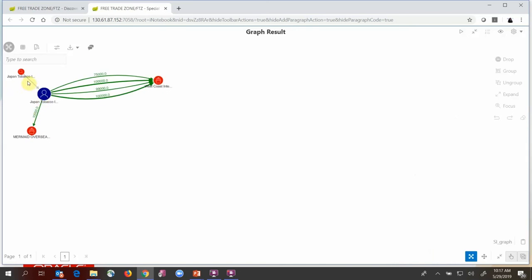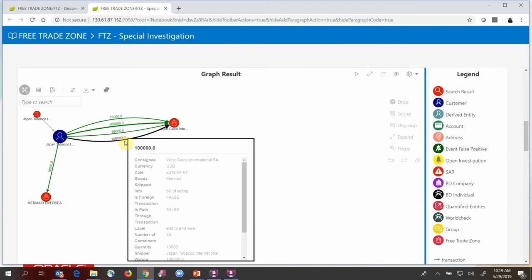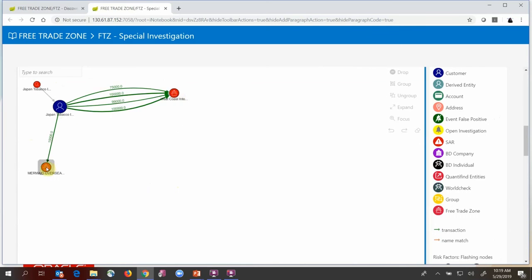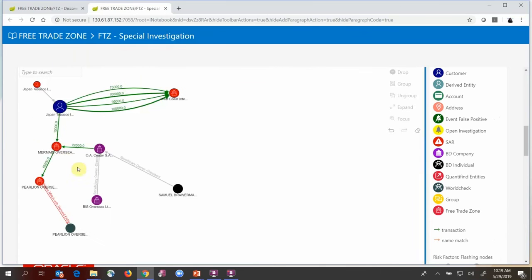Alright, so we search for Japan Tobacco International, and we can see this company is part of our customer base, and this company is doing business with Mermaid Overseas and West Coast International. By right clicking any of these links, we can see Japan Tobacco International is dealing in menthol with West Coast International. Let's right click on another node here, Mermaid Overseas, and we can see Mermaid Overseas is also related with another company, OA Center SA, which is owned by another individual here, Samuel, who is part of a sanction list.